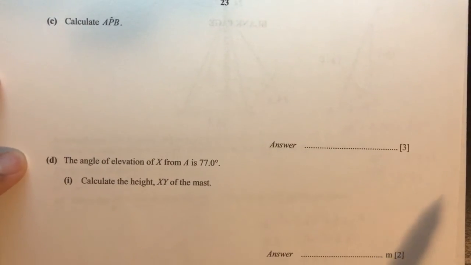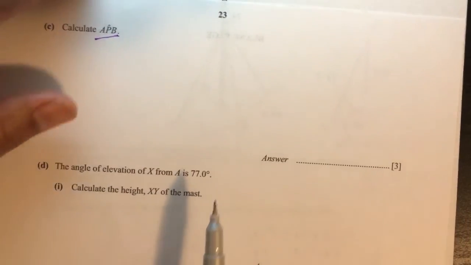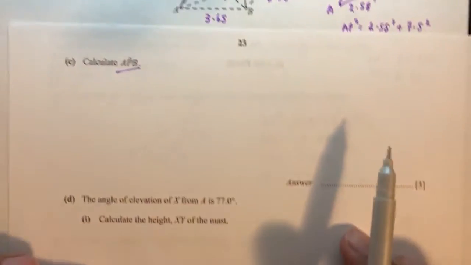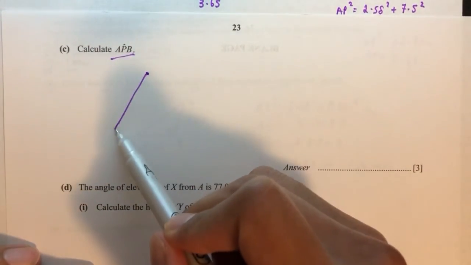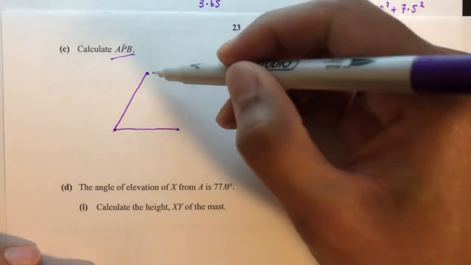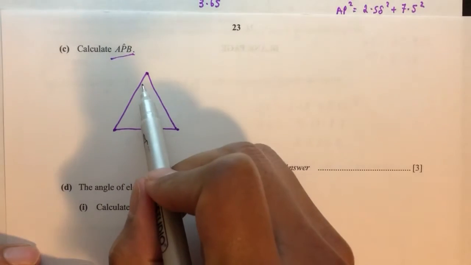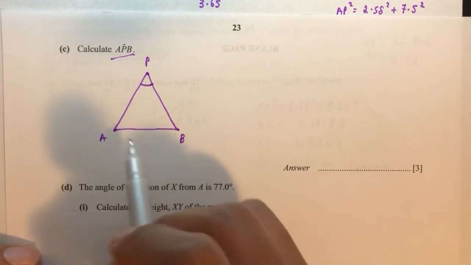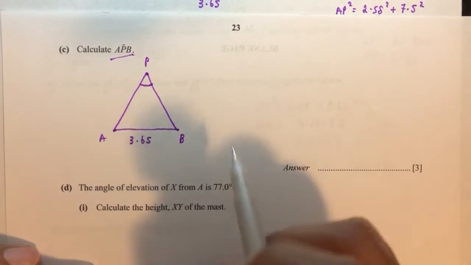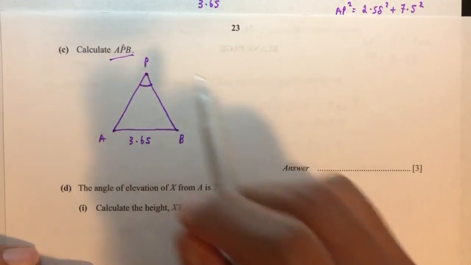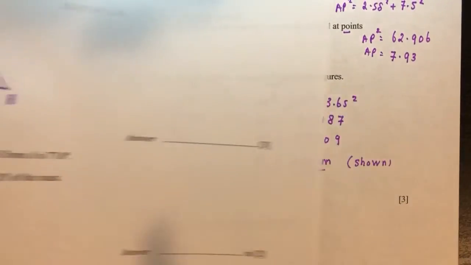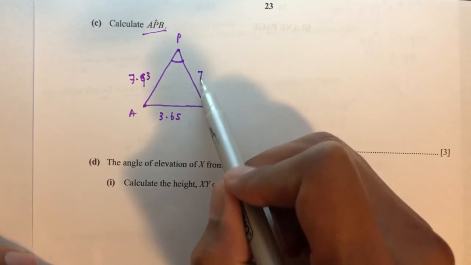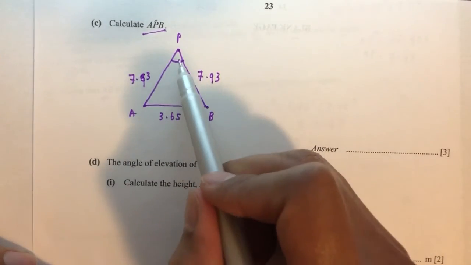Now moving on to part C, it says find the angle APB. So where is APB? As you can see, APB is this angle here. So let's make a drawing. This is P, this is A, this is B. Let's find this angle. This length will be AB, 3.65, given to us. And AP will be the length of the cable we just found, 7.93. This also will be the same, 7.93. So how do you find this angle P?